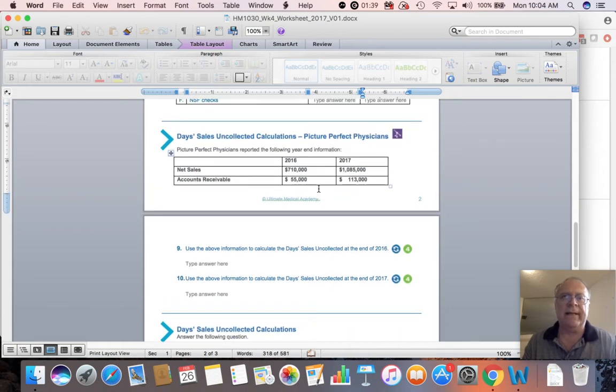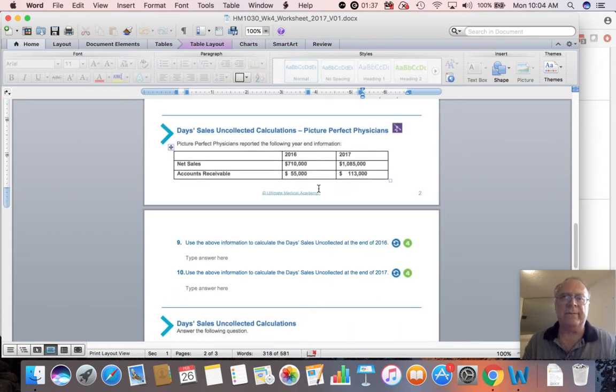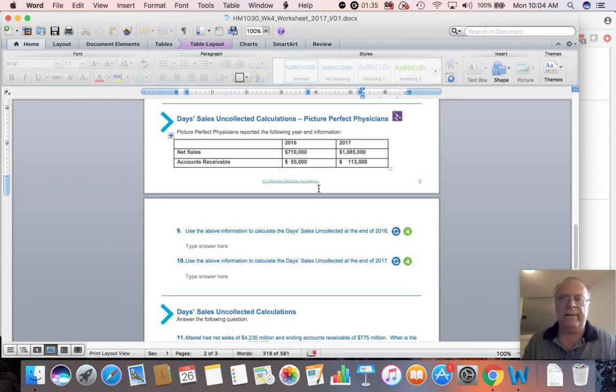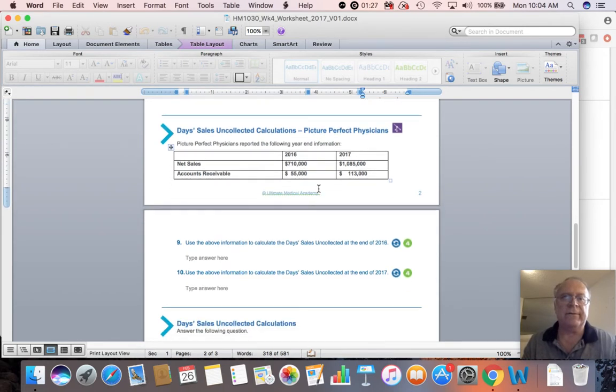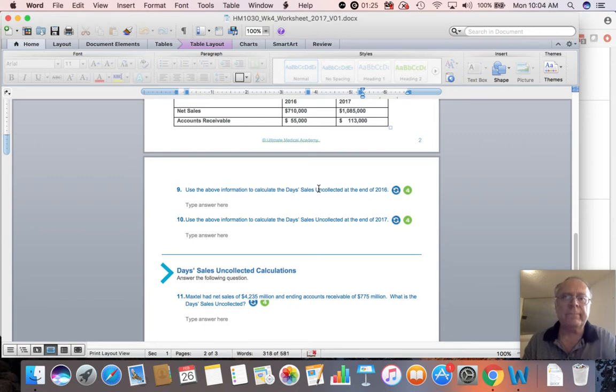Questions 8, 9, and 10 are all similar. In fact, you have to calculate the days sales uncollected based on the given information. I'm sorry, it's only questions 8 and 9. So here the best thing to do is to look up the formula for days sales uncollected. So write the formula down, then substitute the numbers for the items in the formula, and then do your math.